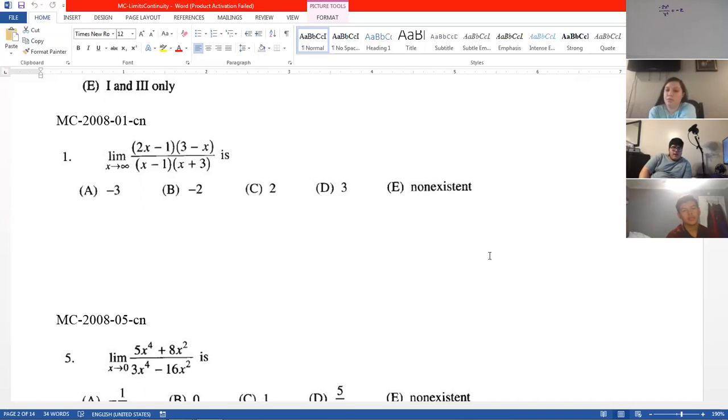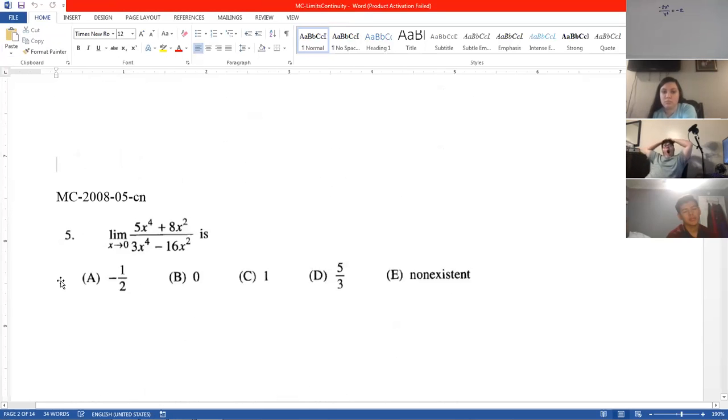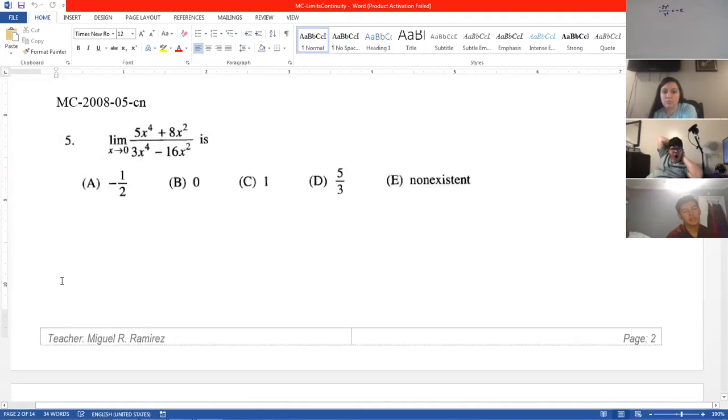Negative what? Negative 2. That's correct. So you have a parabola at the top. You have a parabola right here. The x squared cancels. You have 2 over, obviously, negative 2 over 1. So negative 2.